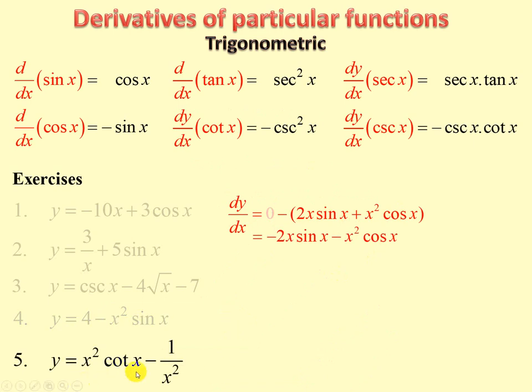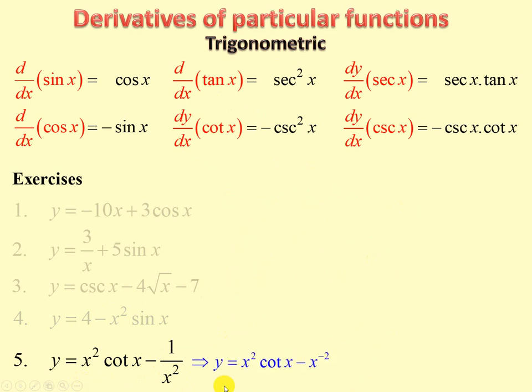Next one, x squared cot x minus x squared, much the same sort of thing. We're going to write x squared cot x minus x to the minus 2. Now we're going to differentiate that as a product. U is x squared, v is cot x. So u prime v plus u times v prime. Remember, the derivative of cot is minus cosec squared.